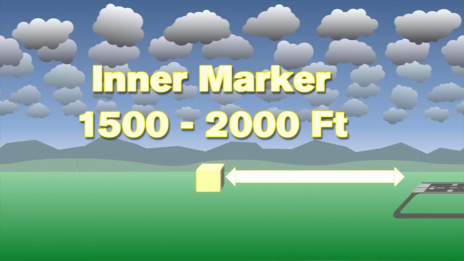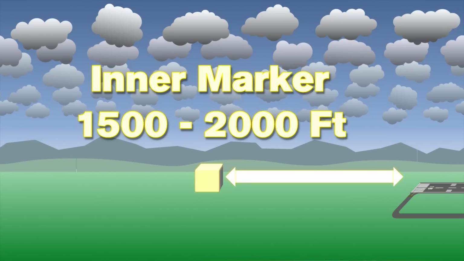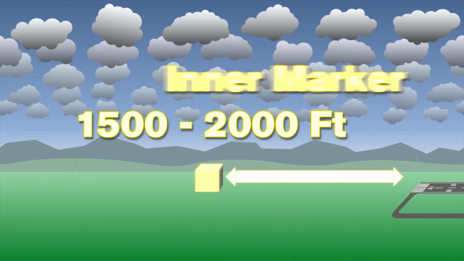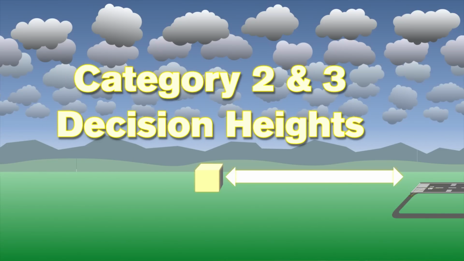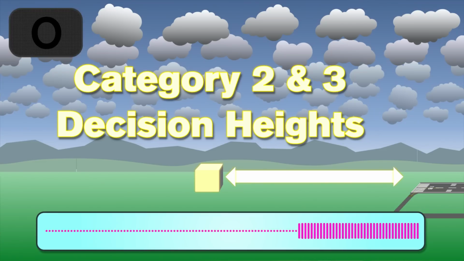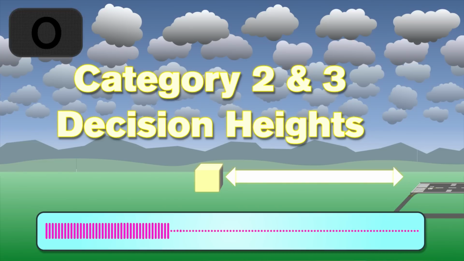The inner marker is found on Category 2 and 3 approaches. It is located between 1,500 and 2,000 feet from the runway threshold and identifies Category 2 and 3 decision heights, which are approximately 100 feet above touchdown zone elevation. It is denoted by a quick flashing white light and a high-pitched repeating dot.